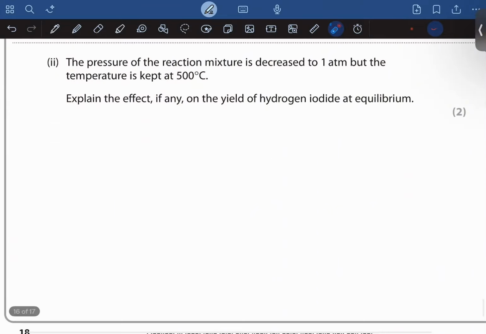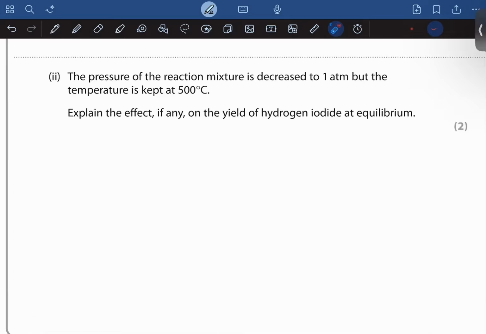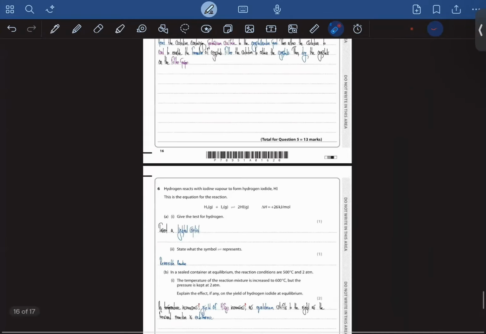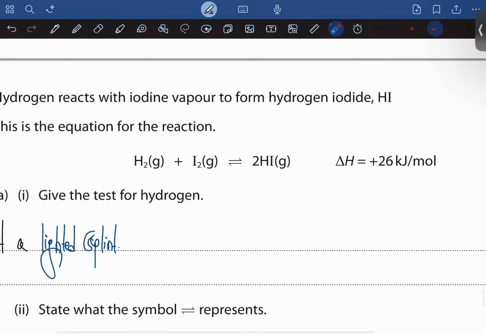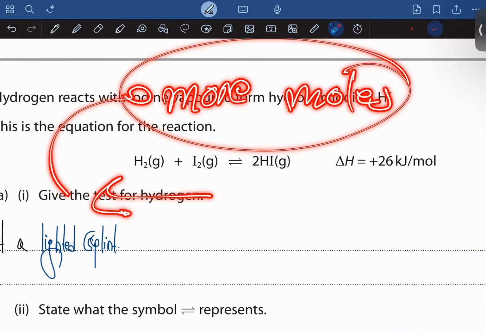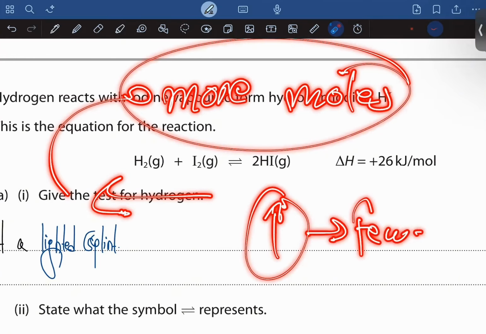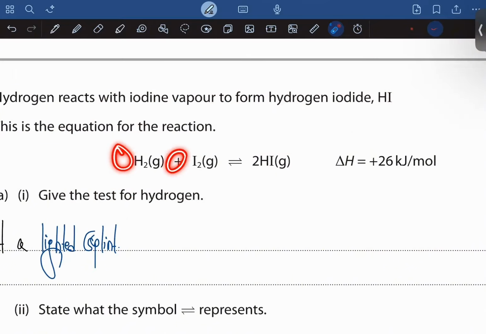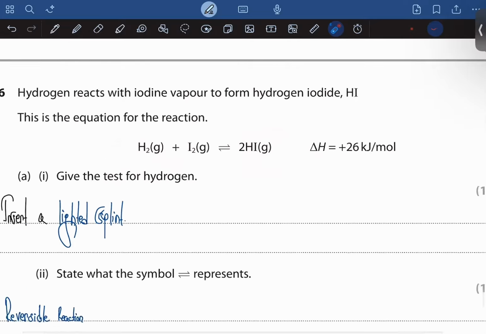Okay, moving on. The pressure of the reaction mixture is decreased to 1 atm, but the temperature is kept constant. So if you decrease the pressure, equilibrium shifts to the position that has more moles of gas, and if you increase the pressure, equilibrium shifts to the position that has fewer moles of gas. Since the moles of gas on either side of the equation are the same, the decrease or increase in pressure is not going to have any effect.